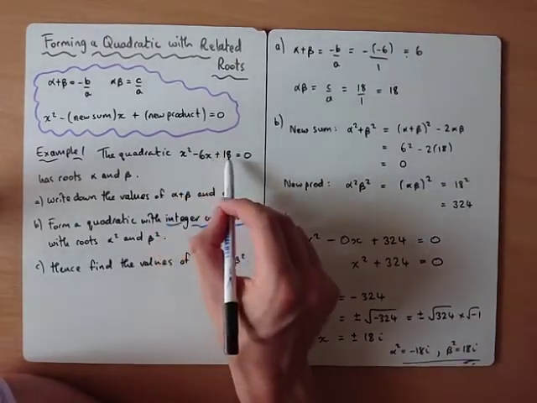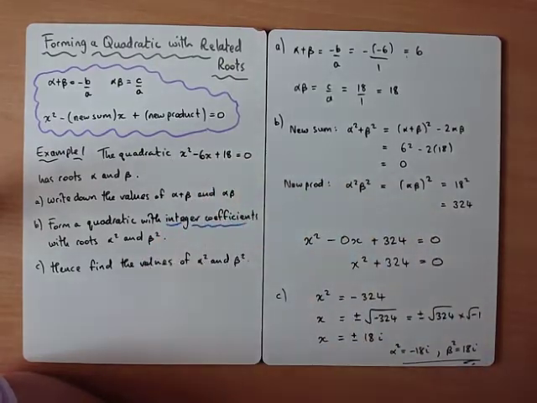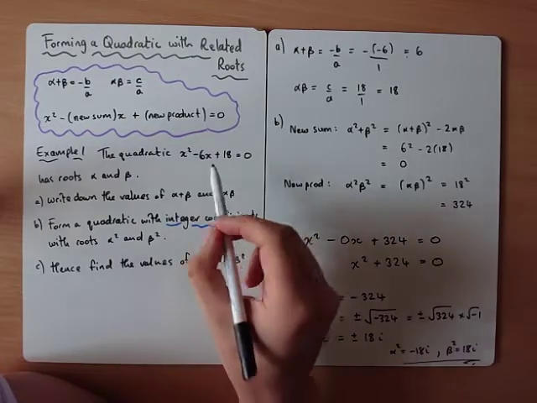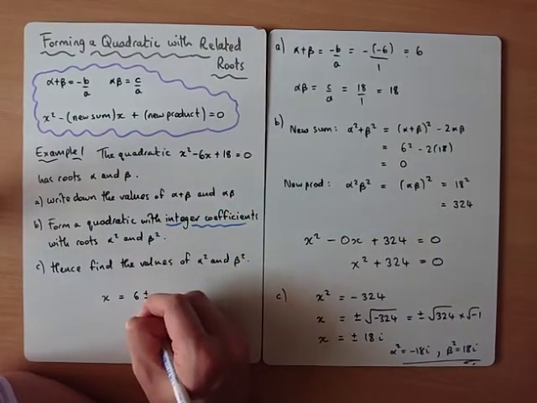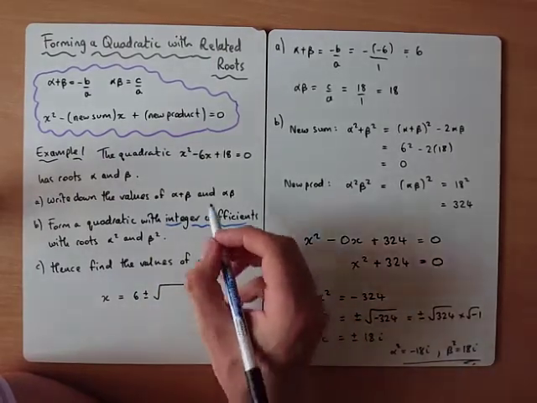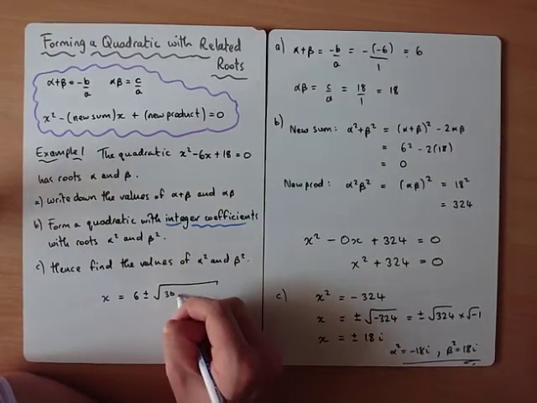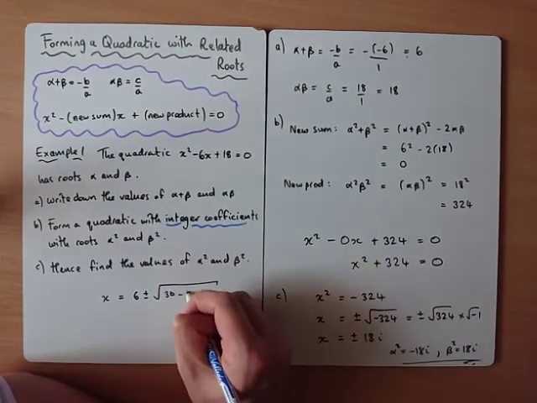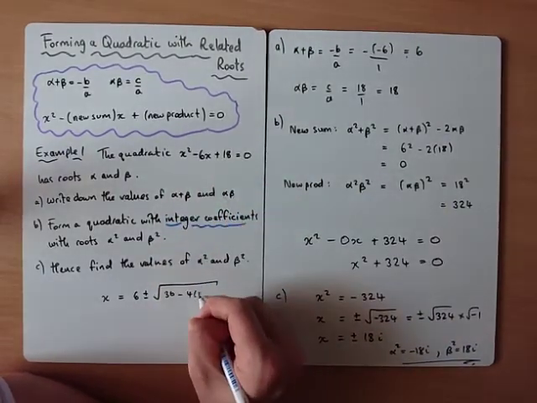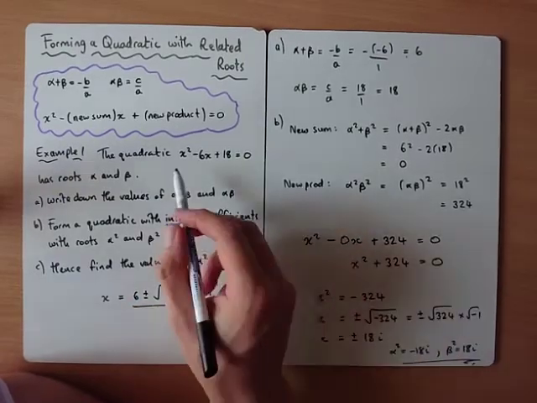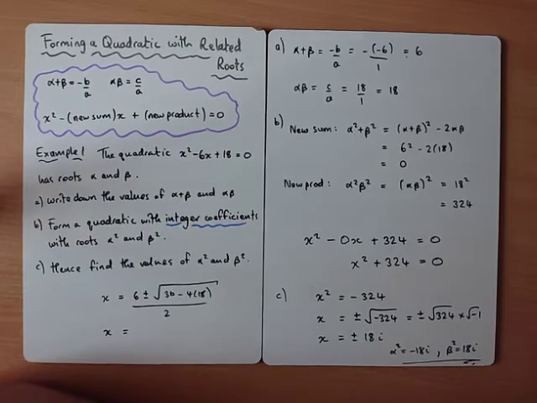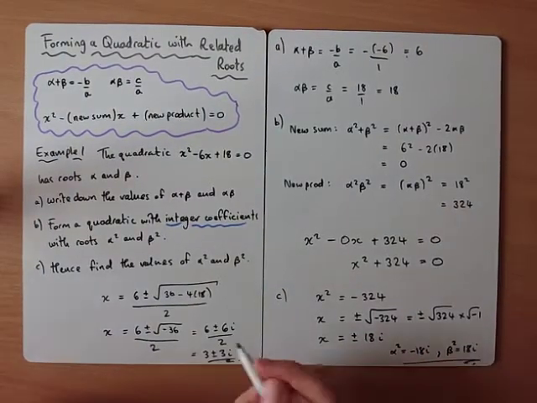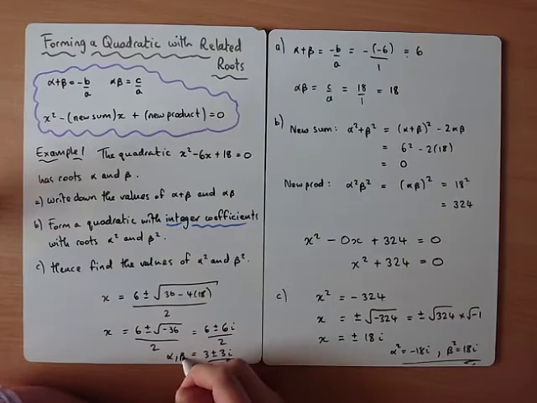So if we were trying to find the roots of this quadratic, they're going to be complex. You use the quadratic formula, and we would get 6 plus or minus the square root of 36 minus 4 times 1 times 18, all divided by 2. Okay, so I've done the working out. You'd end up with alpha and beta.